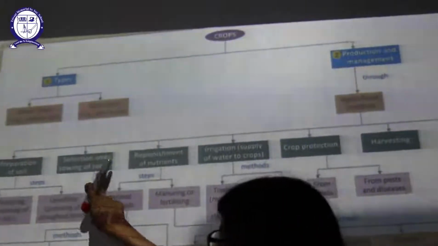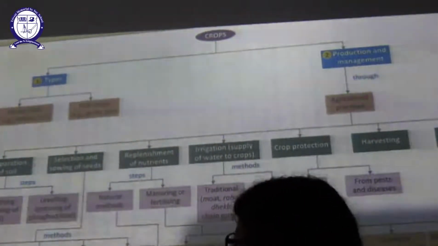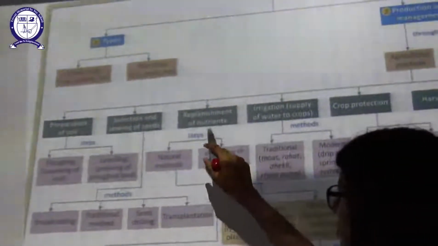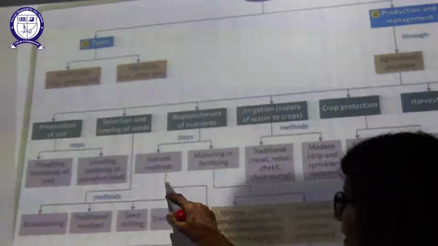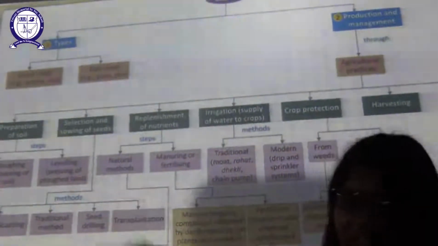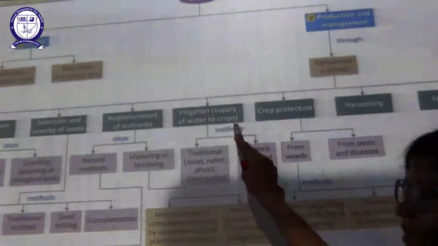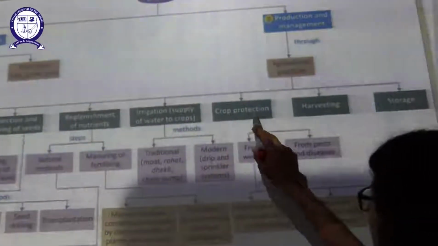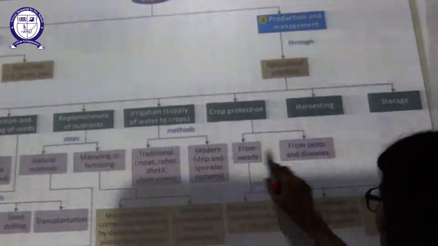Next, selection and sowing of the seeds. We have studied the various methods for that. Then replenishment of nutrients by natural methods and by chemicals. Chemicals are known as fertilizers. Natural methods include manures. Okay. Then irrigation, the supplying of water to the crop by traditional and modern methods. Then crop protection from weeds and pests.